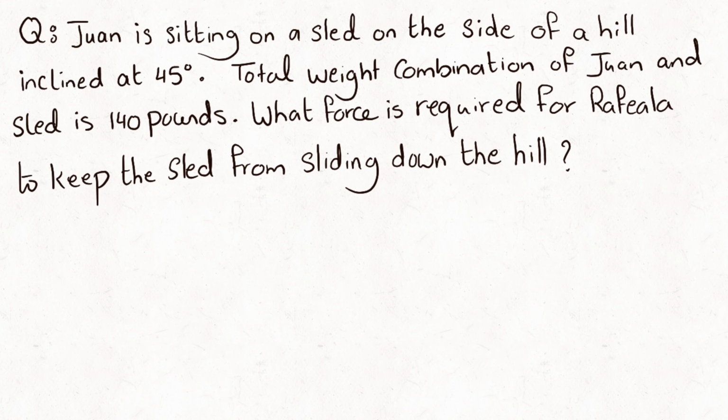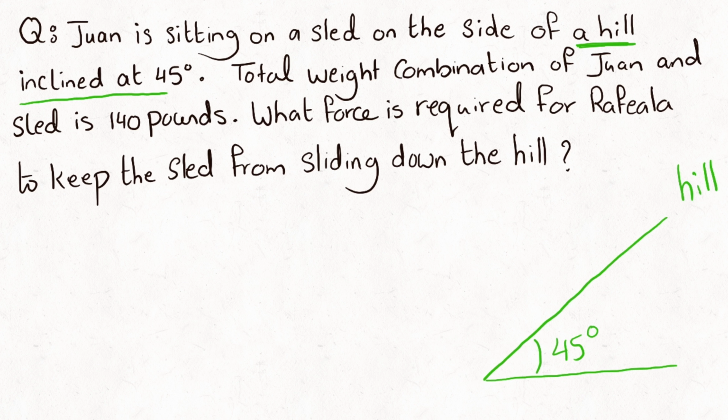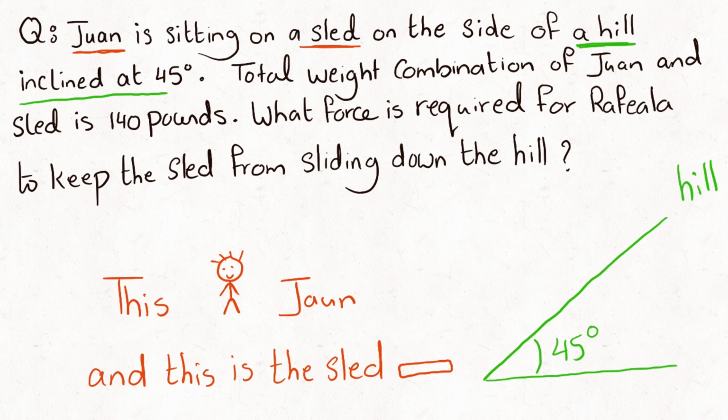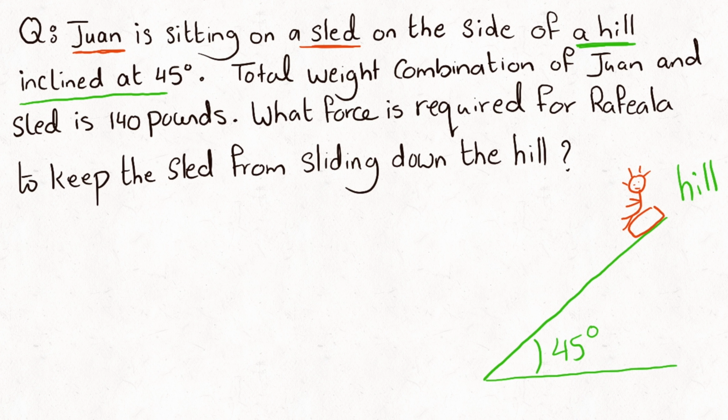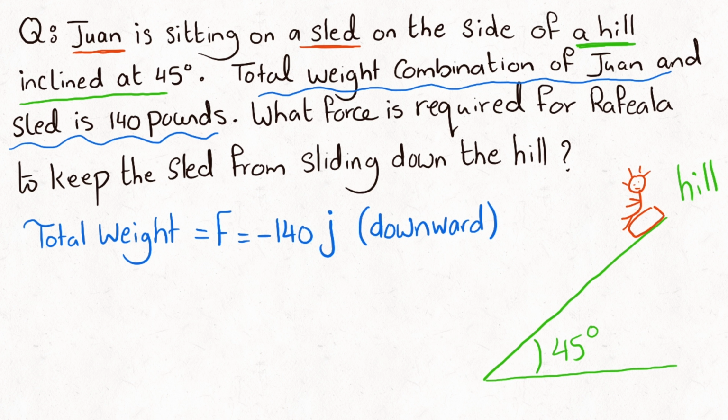Okay, let's read the following word problem. John is sitting on a sled on the side of the hill, inclined by 45 degrees. The total weight of John and the sled is 140 pounds. And then he's asking for the force required by Raphael to keep the sled from going down. Now, first of all, we will graph a hill, and we will say this is John and this is the sled. Now, we will look at John with the sled at the top of the hill, and we will imagine Raphael trying to prevent John from going down. Now, the total weight is minus 140 because it's going downward towards gravity.